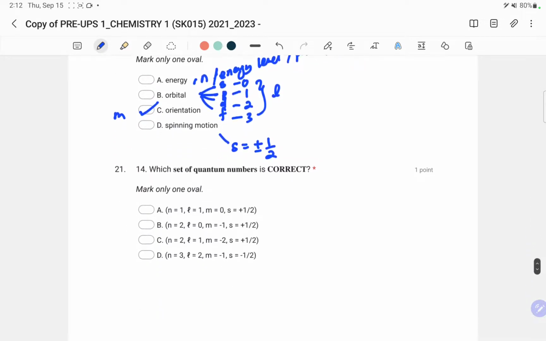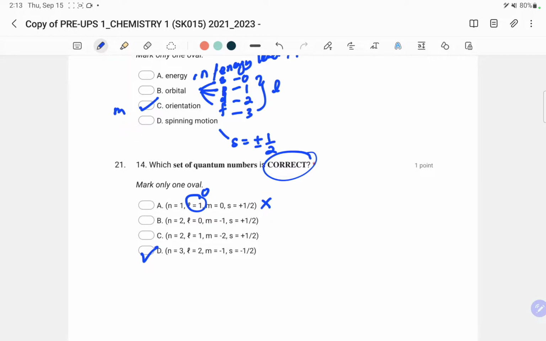Okay, number 14, which set of quantum number is correct? So the answer is D. Kenapa D? Okay, kenapa A salah? Sebab dia salah pada L. Bila N satu, L sepatutnya kosong. So, dia dah salah dah. Dia minta yang correct. Okay, B.